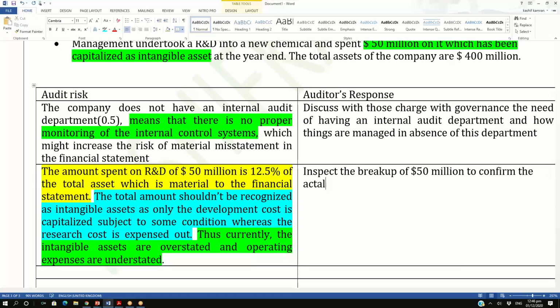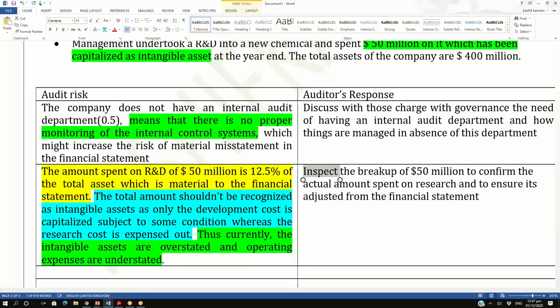the actual amount spent on research and to ensure it's adjusted from the financial statements. So this is my procedure, right? This is my audit procedure, which I will do when I go to the audit.